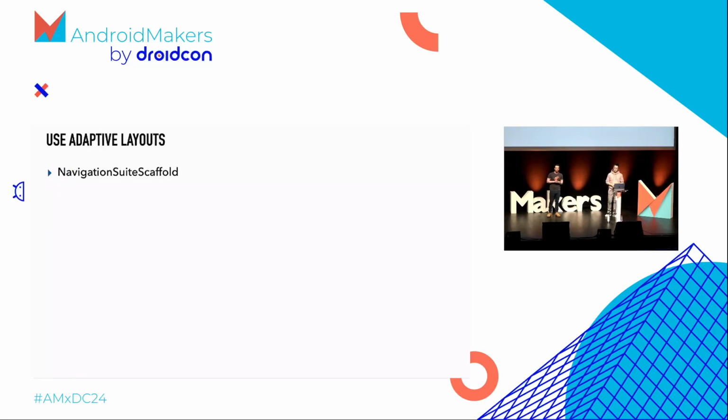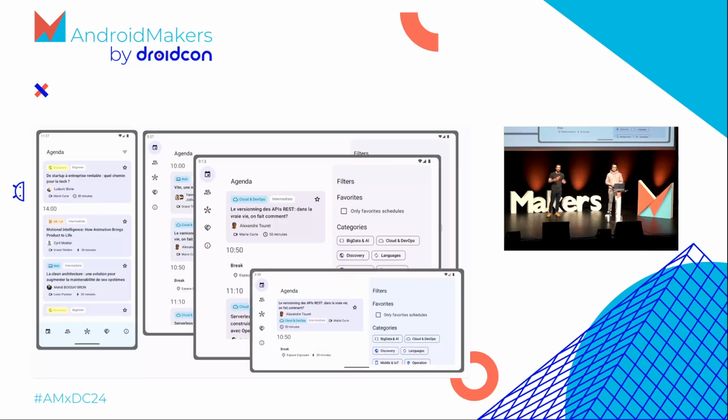First, we will focus on the navigation suite scaffold. As a reminder, the navigation suite scaffold allows you to specify the correct navigation bar for any kind of device. Like you can see, in the compact mode, navigation suite scaffold uses the bottom bar navigation, but for other kinds of device, we have the navigation rail, and if you want, the navigation drawer.